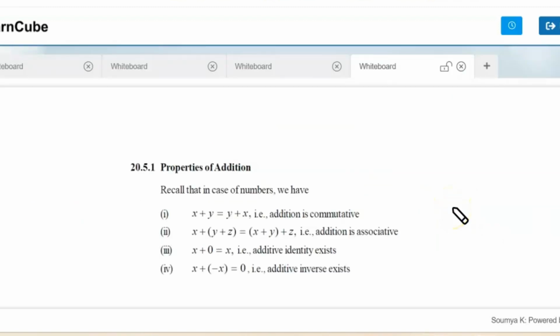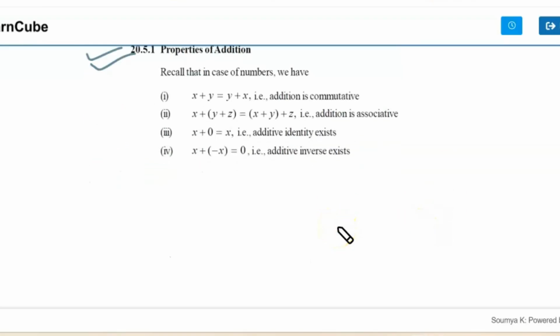Now we are going to see the properties of addition that we can recall whenever required. So here, one is the commutative property. Since it is an addition, the commutative property exists. That means if you find the sum of x plus y and the sum of y plus x, both give you the same result.